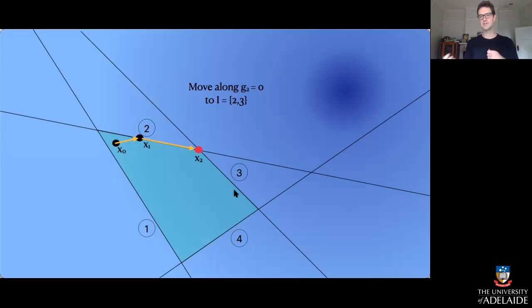So the second and the third constraints are active, and you're going to get stuck at that point there. You can't go any further because you become a non-feasible point. So that's the second step that gradient projection takes.